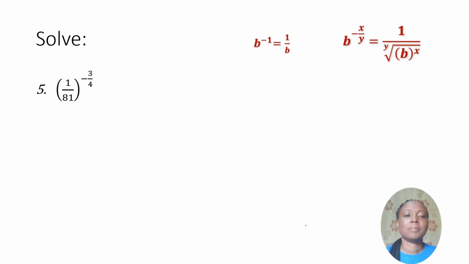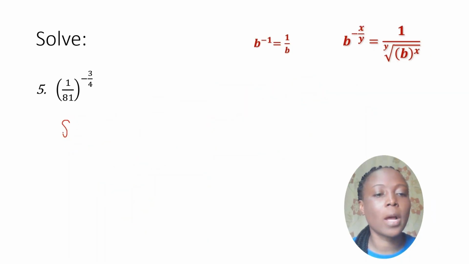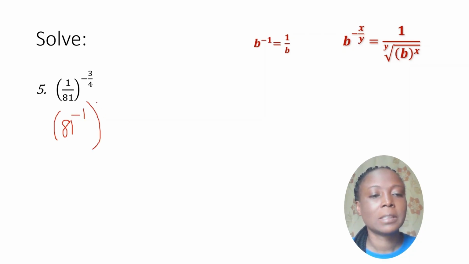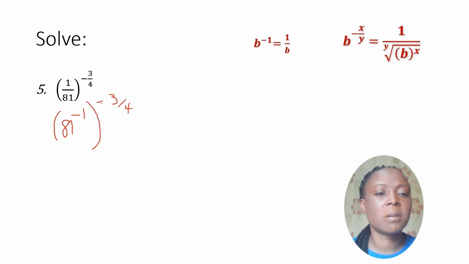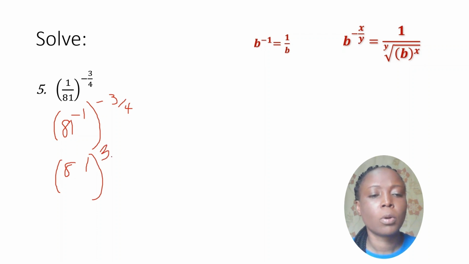All right. So I write this as 81 raised to power minus 1. I have not done anything. Then I have minus 3 over 4. I can decide to multiply this out. Minus times minus will give me plus. So I have 81 raised to power 3 over 4. Are you wondering where the negative went to? Remember I said minus times minus will give you a plus.